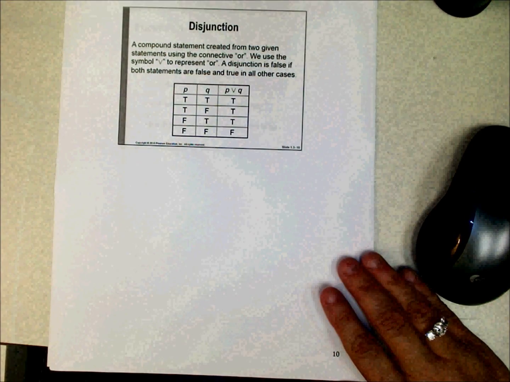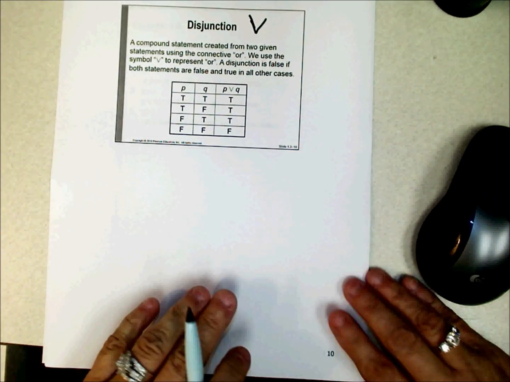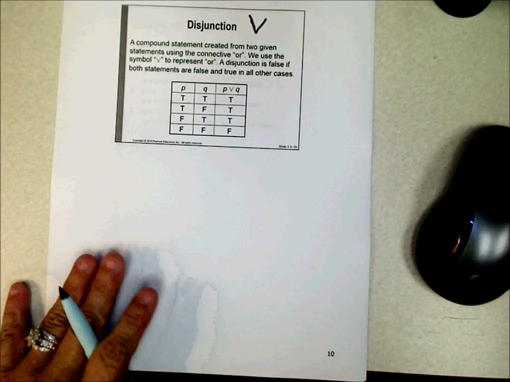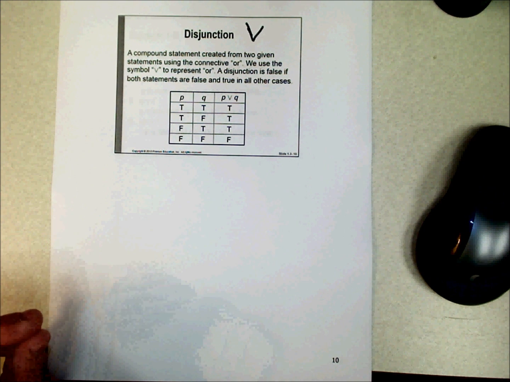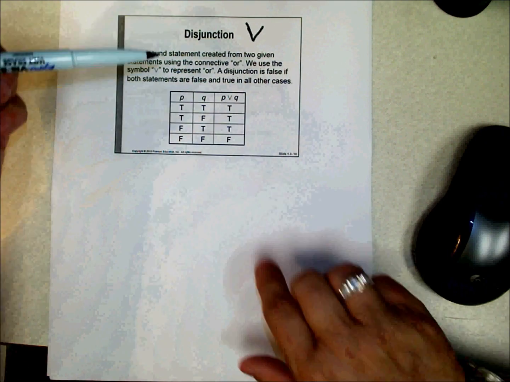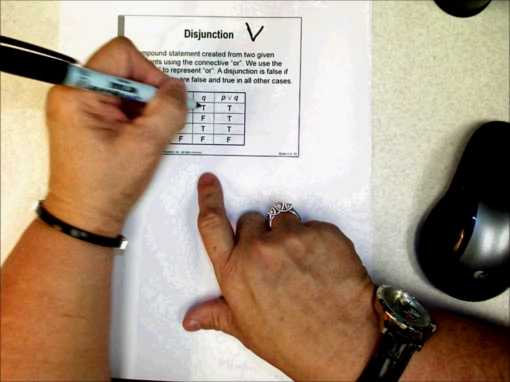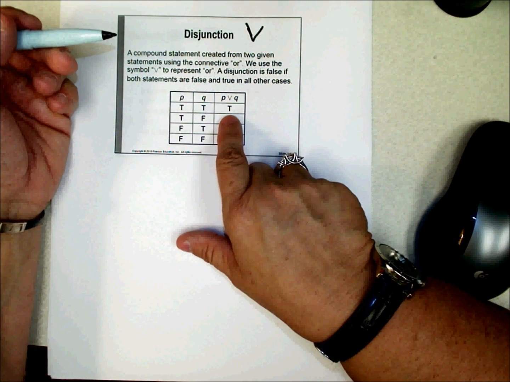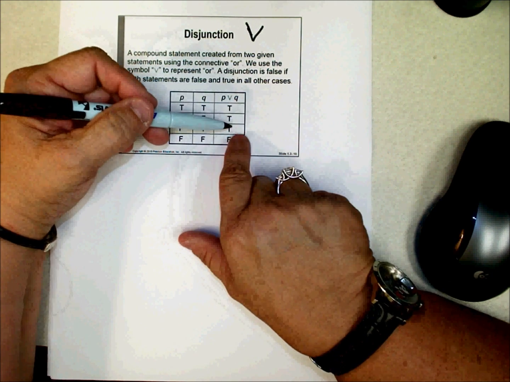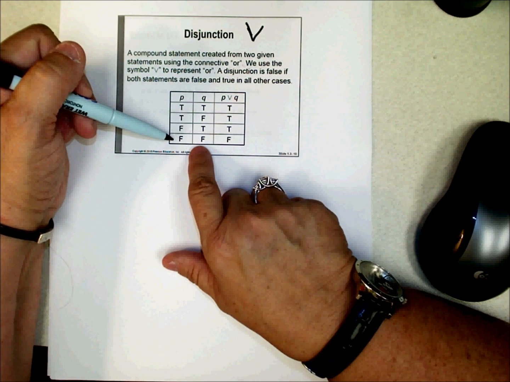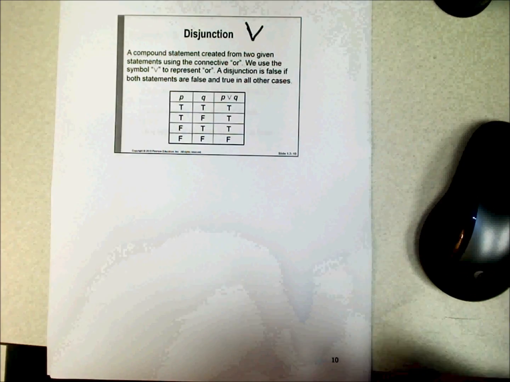Now a disjunction is just like a V. In other words, it's the upside down conjunction. And this is an or. In other words, one or the other has to be true. If either statement is true, see here they're both true, so the or would be true. If this one is true, then the or is true. This one's true, the or is true. Now the only case when the disjunction will be false is when both statements are false.